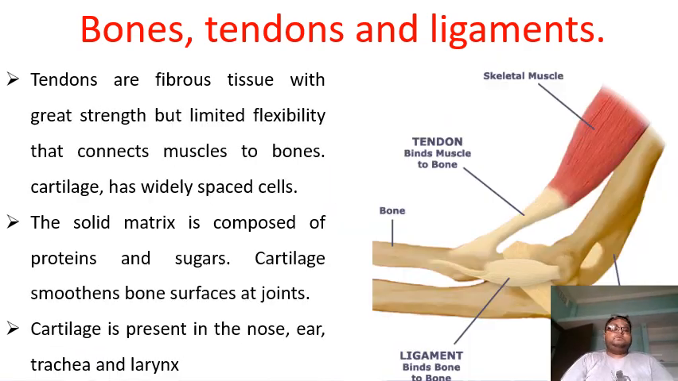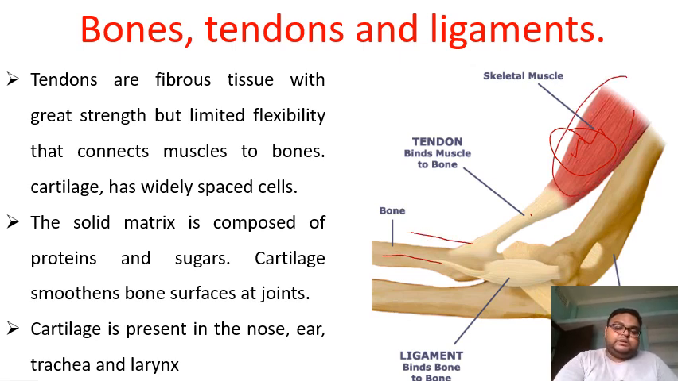Okay. Right. So the tendons are the fibrous tissues that have great strength. See here, these are the tendons. Here you can see the muscles. These are the muscles. This is the tendon. This is the bone. The muscles are connected to the bones with the help of the tendons.